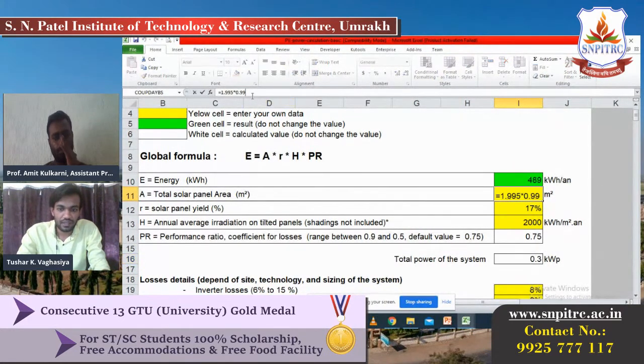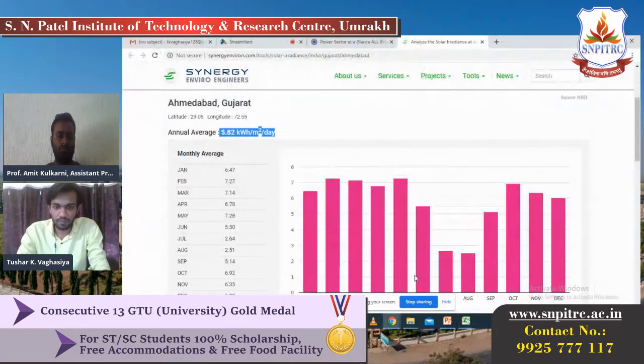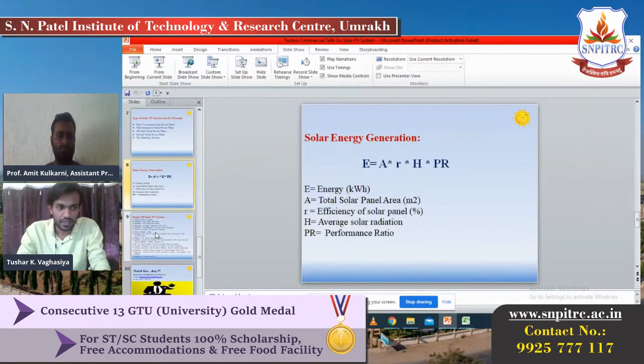If we take three modules, it's approximately a 1 kilowatt solar power plant, right? If we take three modules of 320 watt peak, 3 multiplied by 320 is approximately 1 kilowatt, right? And the total area is 5.92 meters square, and the total solar generation is 1468 units per year, right? Here I am minimizing for rainy days also, and this is the actual energy generation per year. So here is the funda of solar power generation, right?